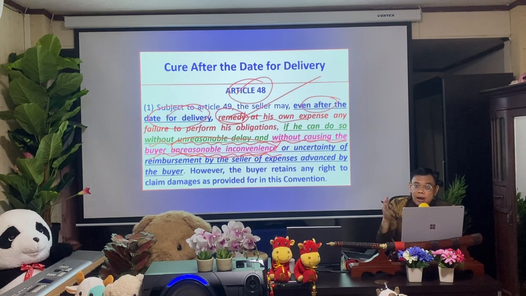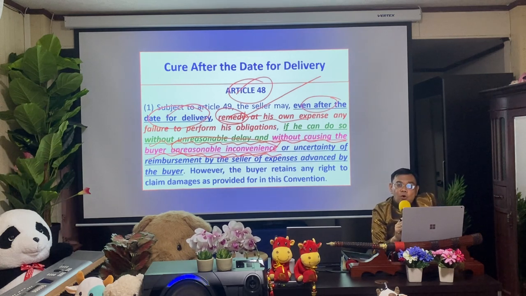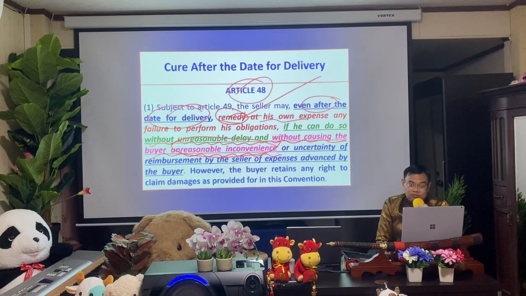The buyer will have to tolerate the cure. The buyer cannot say, "Sorry, no, I do not want you to cure. If you do not deliver the goods in the manner which conforms with the contract, then I do not want you to cure. I want to claim remedies as available to me under the CISG." The buyer cannot say that.